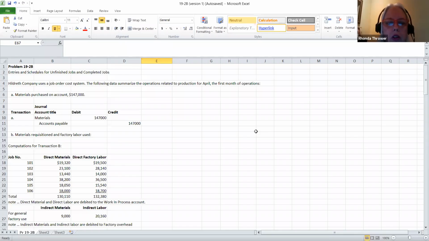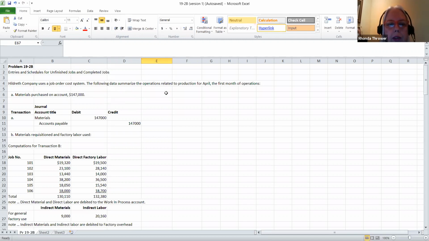This is my Excel spreadsheet that I prepared for you. It's problem 19-2B that we're doing, and we're working with job order cost accounting. What they want us to do in this problem is create journal entries, post those to a T account, and prepare a schedule of unfinished jobs and completed jobs. We're going to be the Hildreth Company, and we're using a job order cost accounting system.